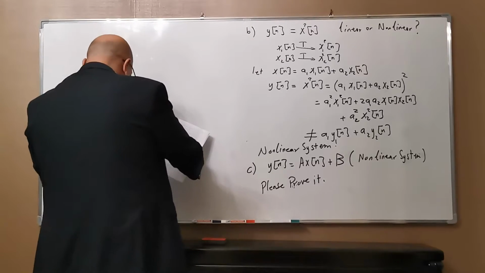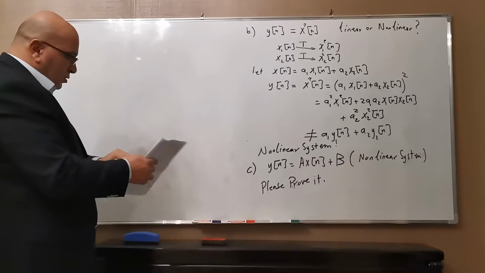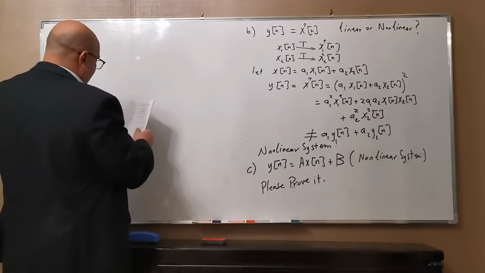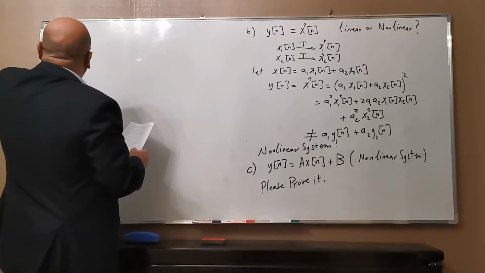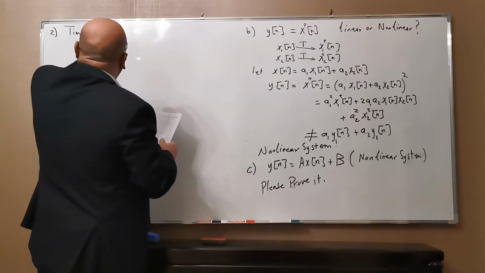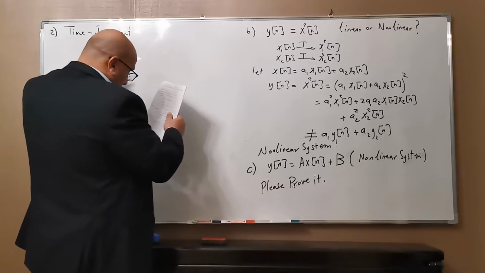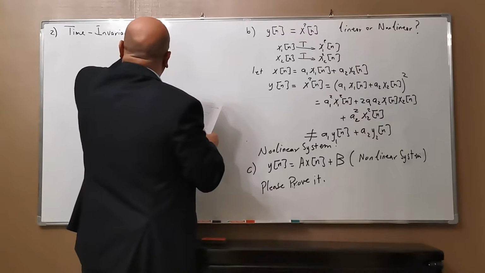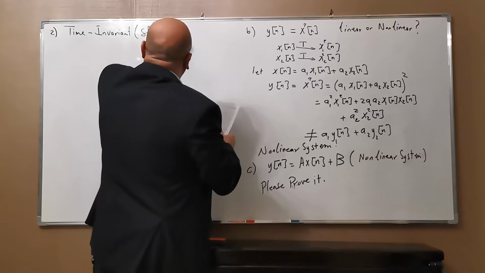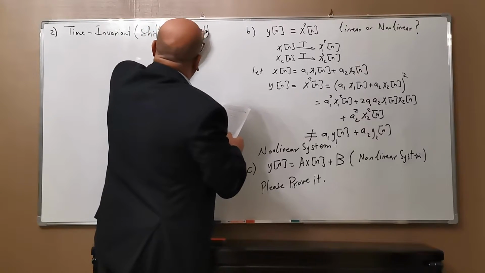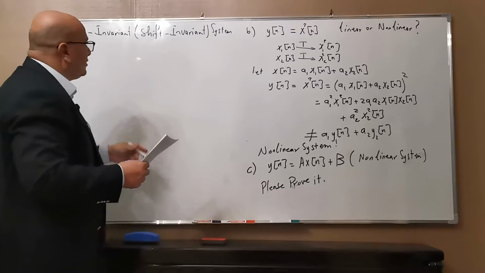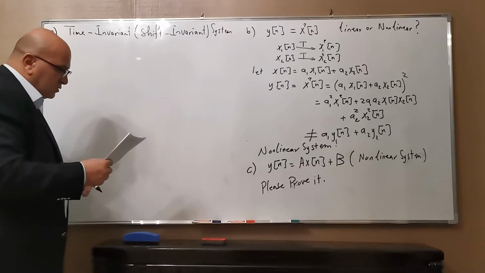Just show it by doing exactly the same as we did in the previous two examples. Okay, enough of linearity. Let's go to another classification. The second classification is time invariant, and sometimes we call it shift invariant because we have a discrete system. So it's time invariant or shift invariant. Both of them work.